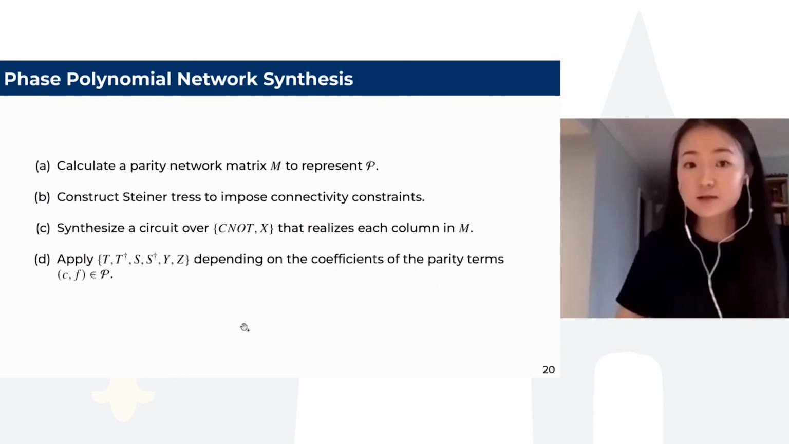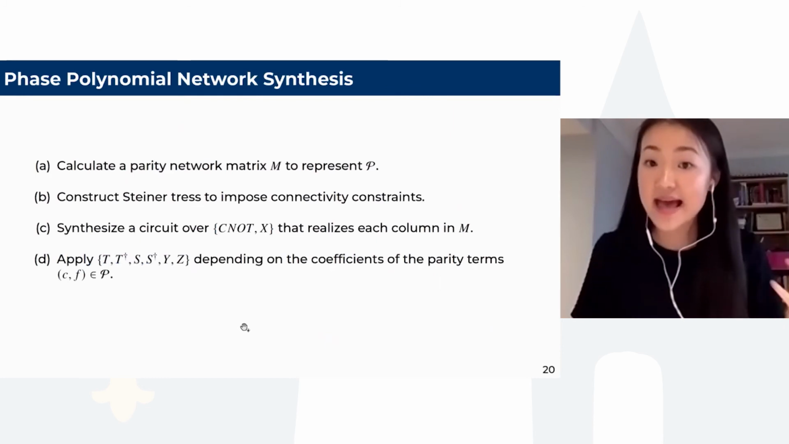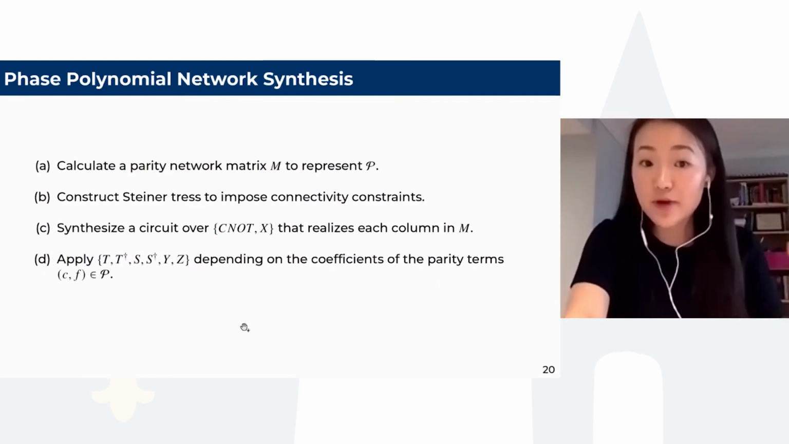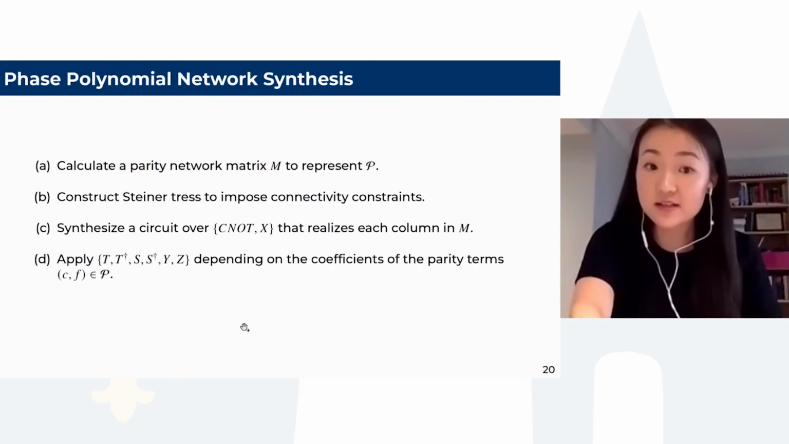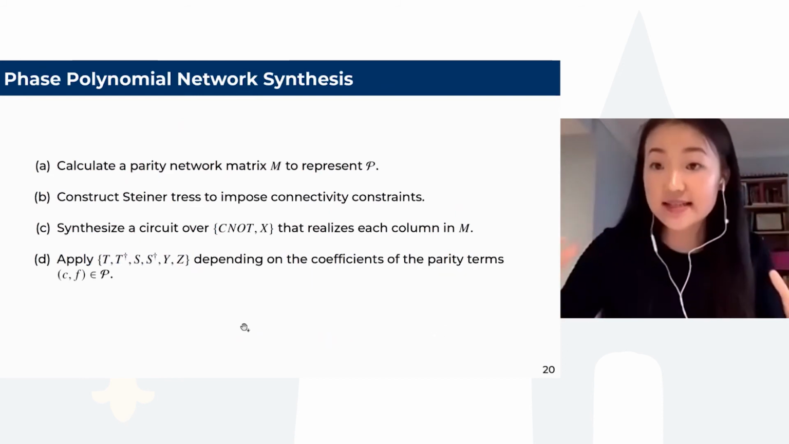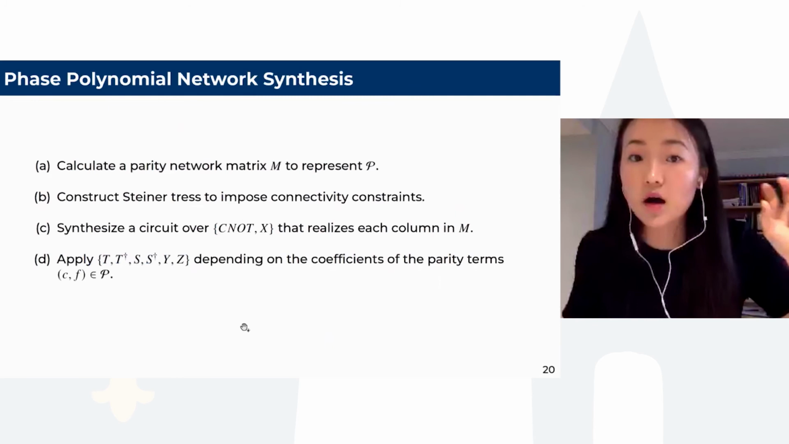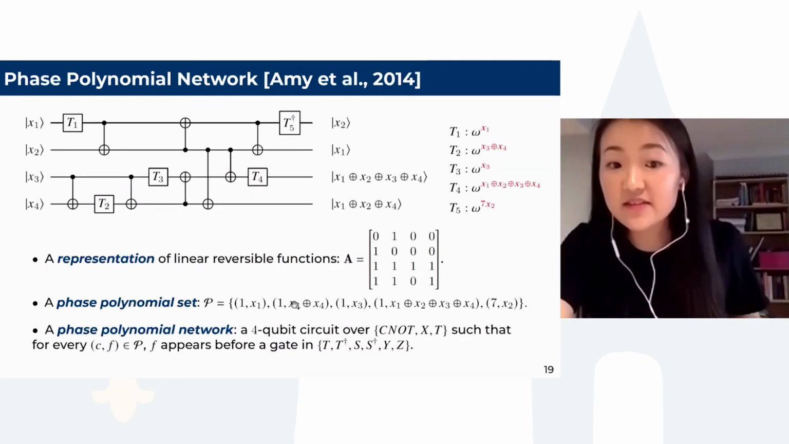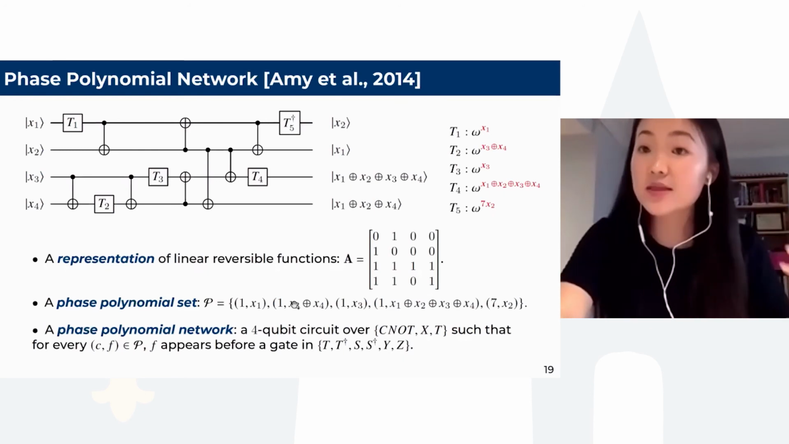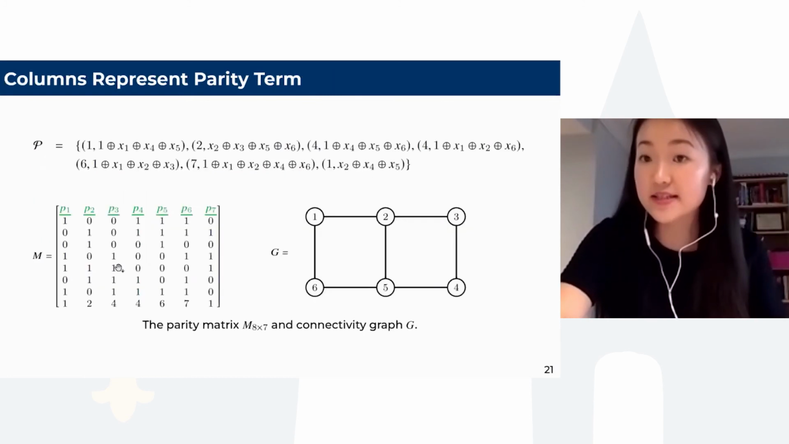So the first step is, given a circuit, we want to first calculate the parity network matrix M to represent the parity terms. And I'll show you later what I mean. And with that in mind, we have a Steiner tree to incorporate the connectivity constraints. And by synthesizing a circuit over the CNOT and NOT gate, we're able to realize all of these parity terms in an efficient way. And finally, if you look back, you'll see that the phase polynomial set also registers the coefficients, right? So based on the coefficients and the position of the qubit, we're able to assign this phase gate to the state.